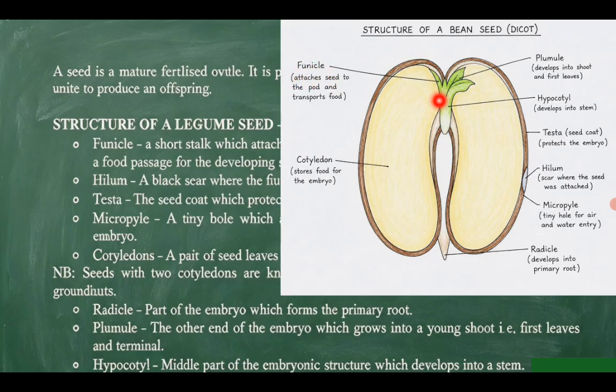So a funicle is this part here. It attaches the seed to the pod and transports food. So make sure you know where it is located and what it does. So a funicle attaches the seed to the pod. The pod is when you're harvesting beans, you actually pluck that long structure and peel it out, and inside it you find bean seeds, which are attached to the pod. So the attachment is called a funicle.